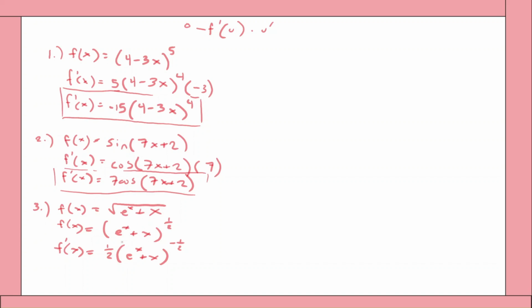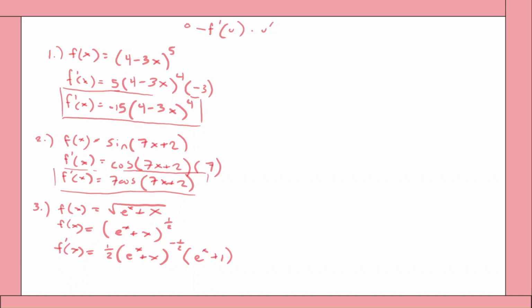Now let's go inside to this e to the x plus x part. So we're multiplying by the inside's derivative. The derivative of e to the x is just e to the x, and x's derivative is just going to be 1. So e to the x plus 1. And now we can write this a little bit cleaner.